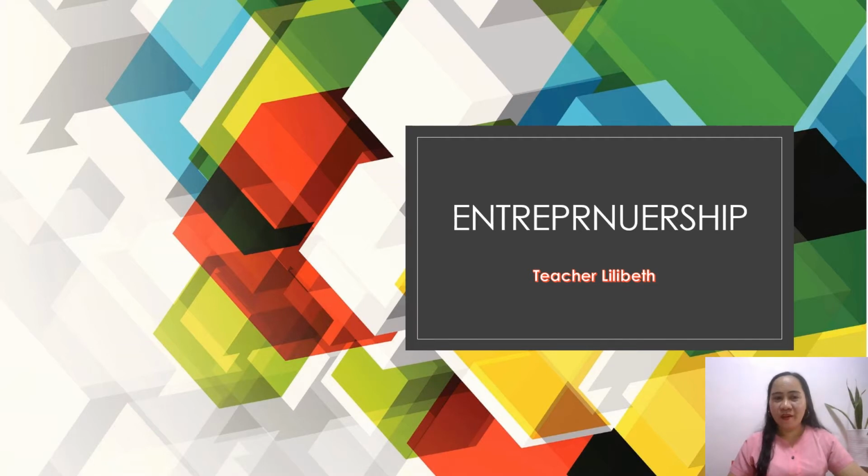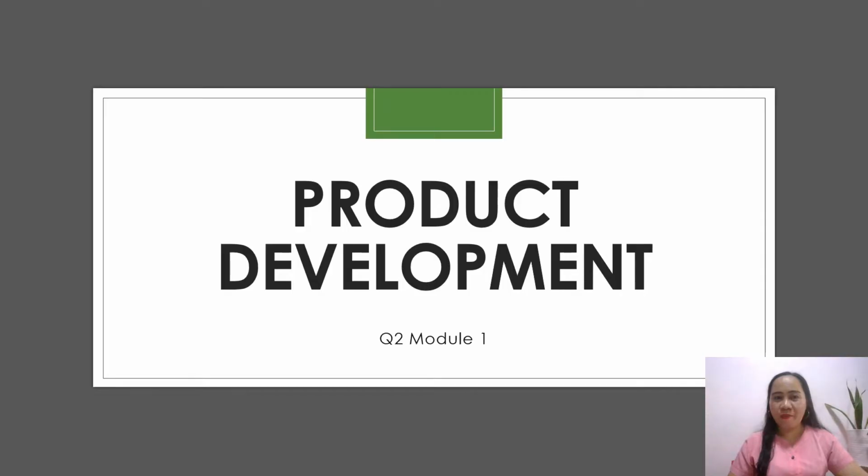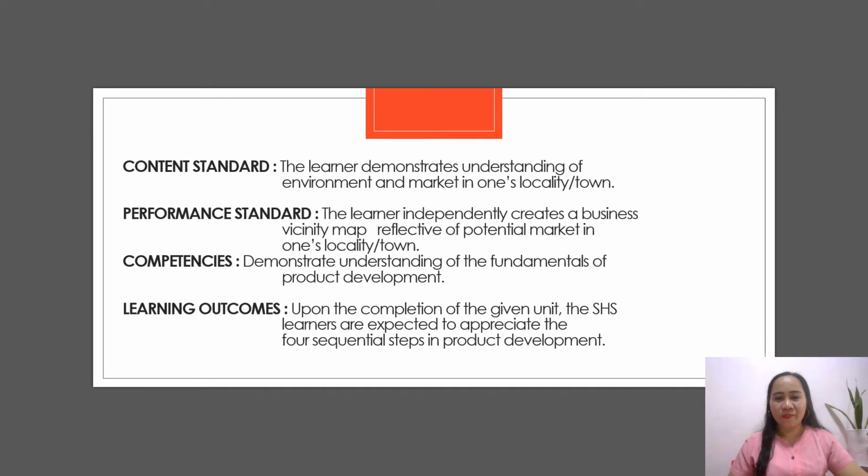So for now, let us focus on quarter 2 module 1, which is about product development. First, we need to know what is the content standard, the performance standard, the competency, and the learning outcomes of this quarter 2 module 1.